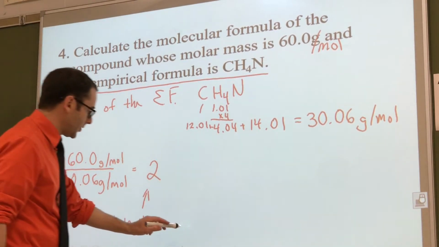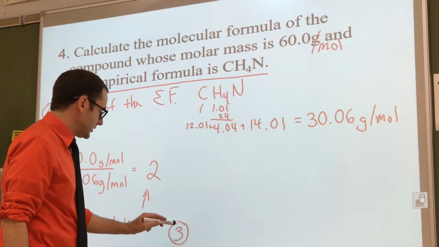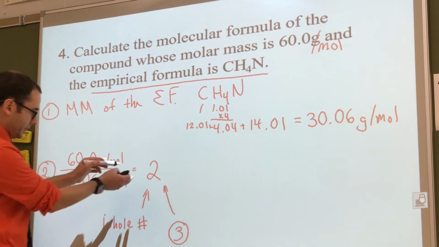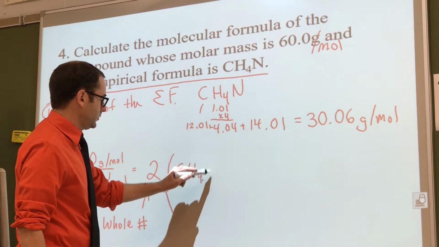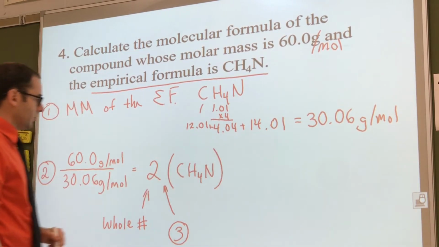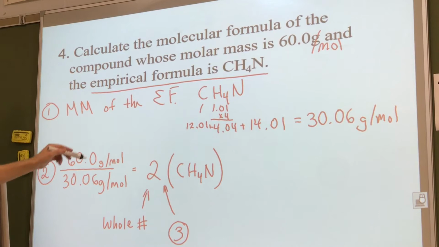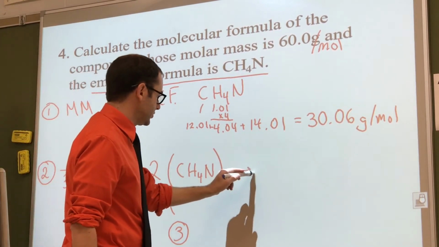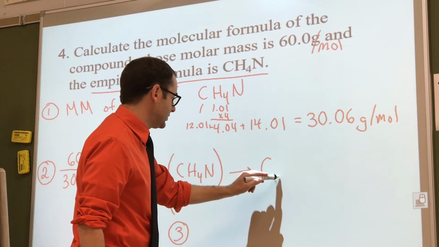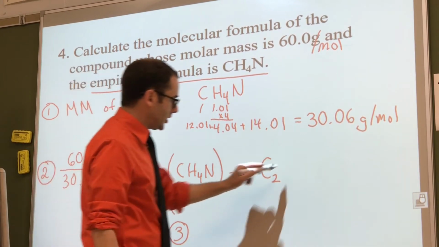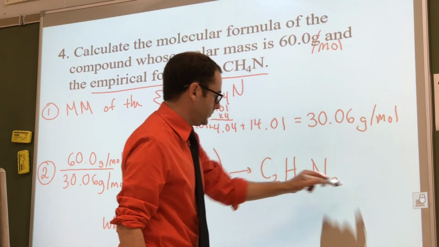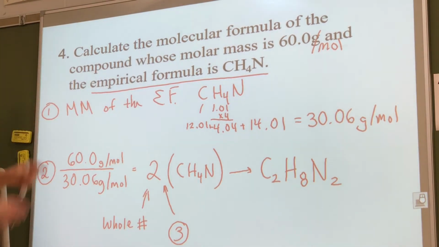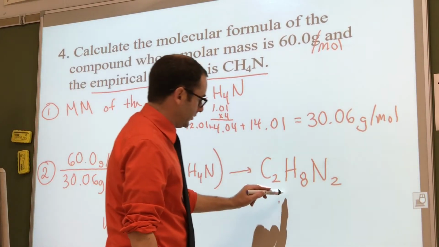And then step 3 is distribute whatever you got from this into your empirical formula. So for this one, instead of it being 1 carbon, once you distribute it, you'll get C2, H8, N2. All right, and that's going to be your molecular formula.